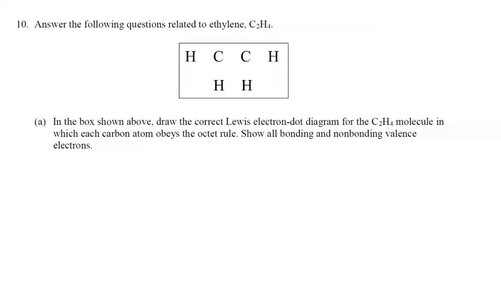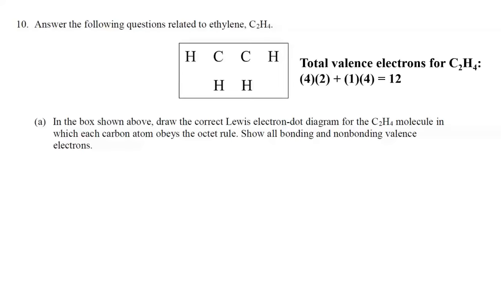So here we go. In the box shown above, draw the correct Lewis electron dot diagram for the C2H4 molecule in which each carbon atom obeys the octet rule. Show all bonding and non-bonding valence electrons. Well, the first thing to do is to count the total number of valence electrons for this molecule. So carbon has 4 valence electrons, and hydrogen has 1 valence electron. So 4 times 2 plus 1 times 4 is 12 valence electrons total.